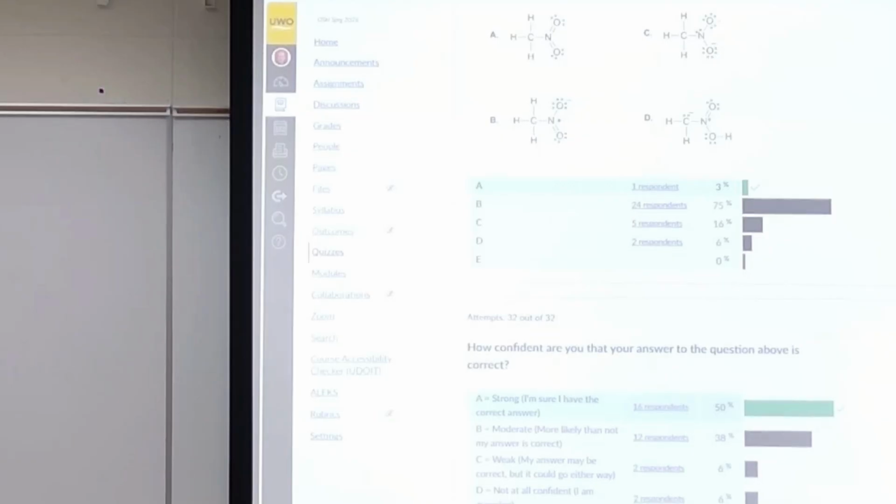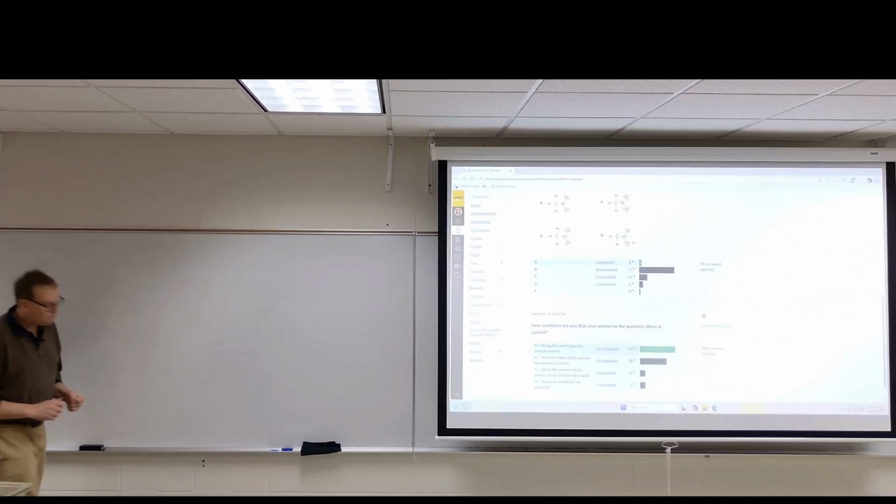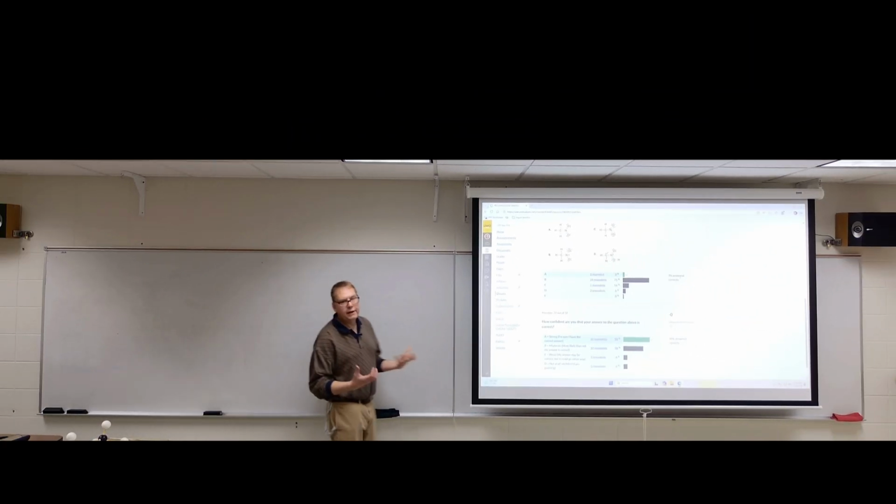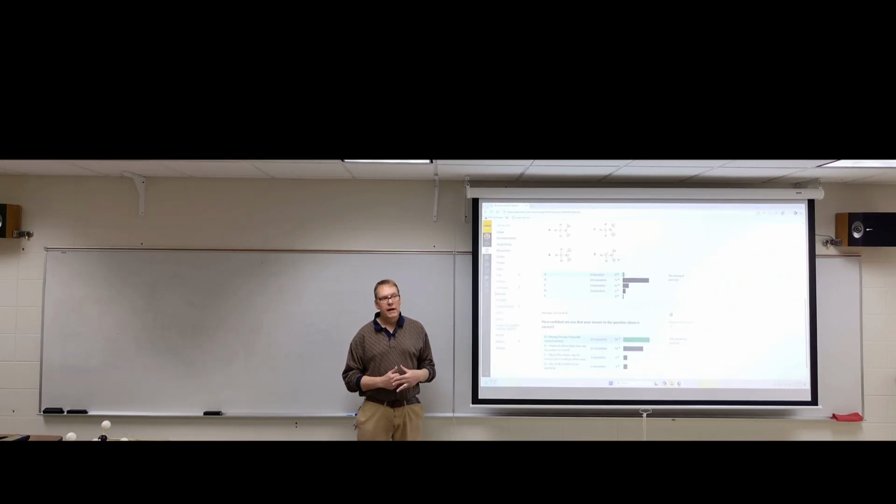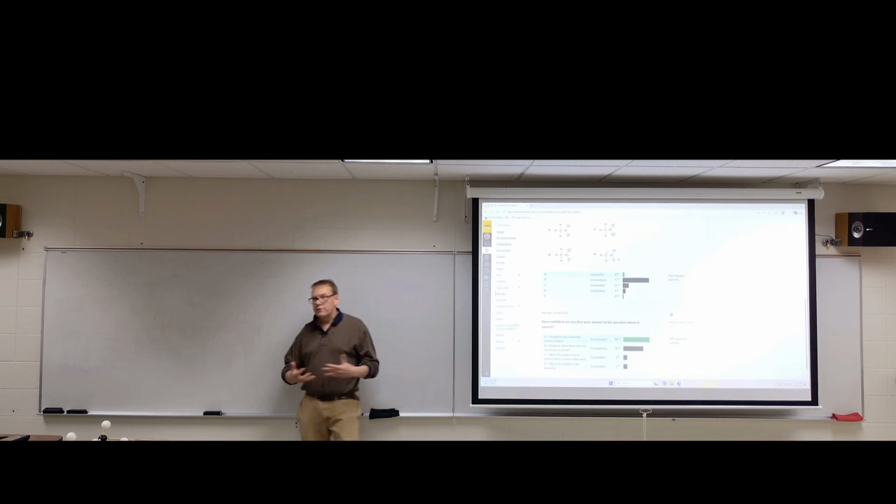It's not an easy concept, resonance structures. It's one of the things that a lot of times gives students trouble. So we'll have to practice it as we go along, but it can help explain a lot of things in organic chemistry. So we're going to try to get good at it and practice it throughout the course.